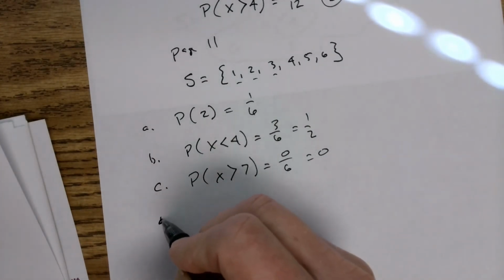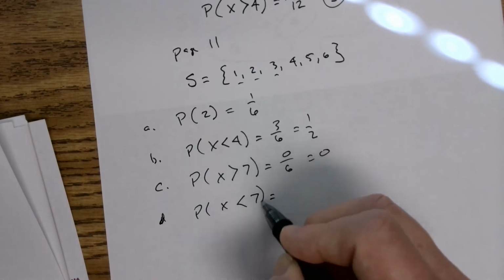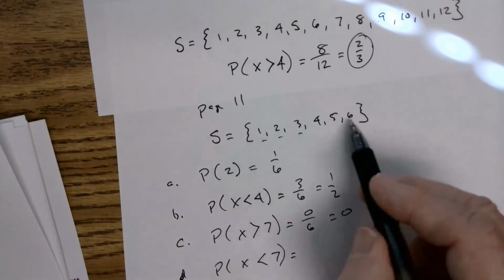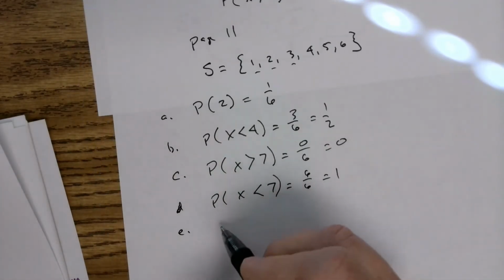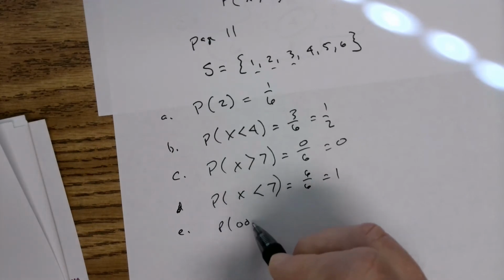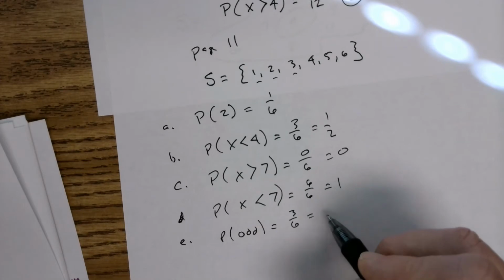D, the probability X less than 7. So they're all less than 7. That's 6 out of 6, which is 1. So this is very, very simple. The probability of an odd number. Well, 3 of them are odd and 3 of them are even, so that's 1/2.